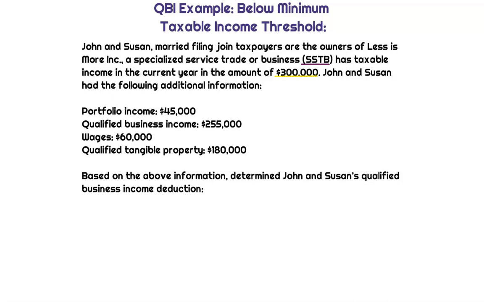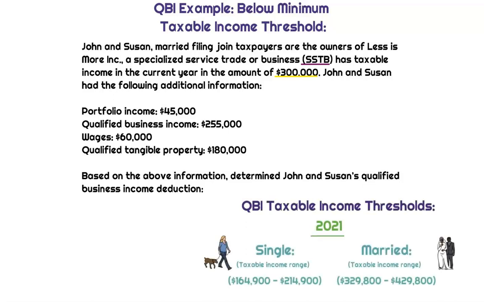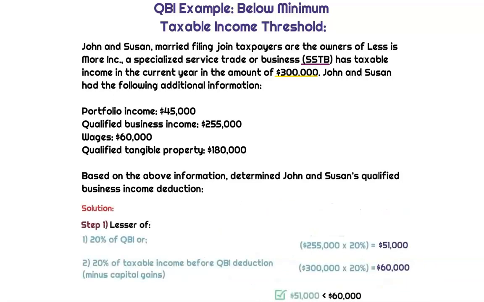Okay, so step 1, are they married or are they single? Obviously, they're married. Step 2, what scenario do they fall within? Well, they made less money for a married couple than the lower range limitation. So they fall within the we made too little money scenario. Okay, so scenario number 1 again. So we're going to be comparing 20% of qualified business income and 20% of taxable income less any capital gains. And we're going to take the lesser of the two.